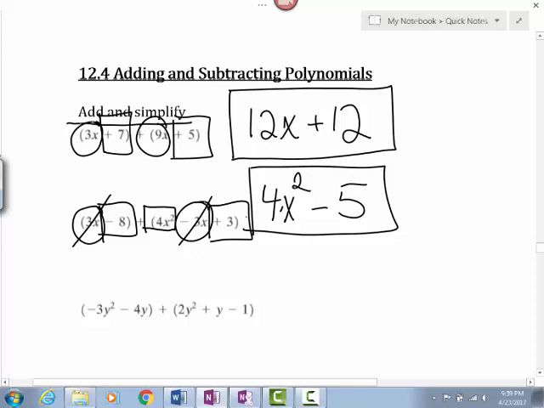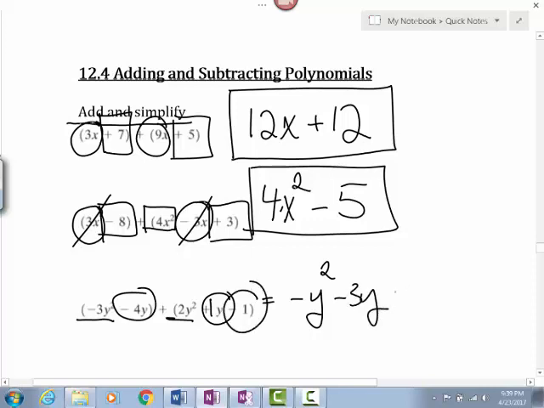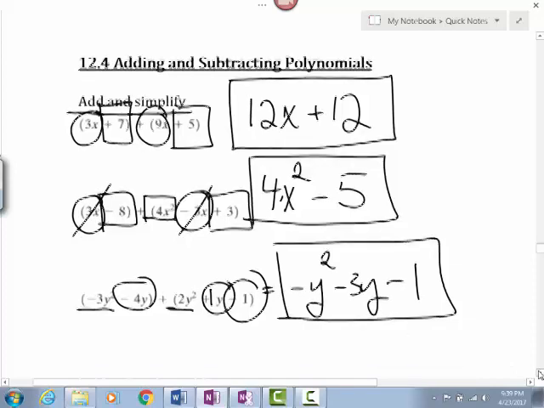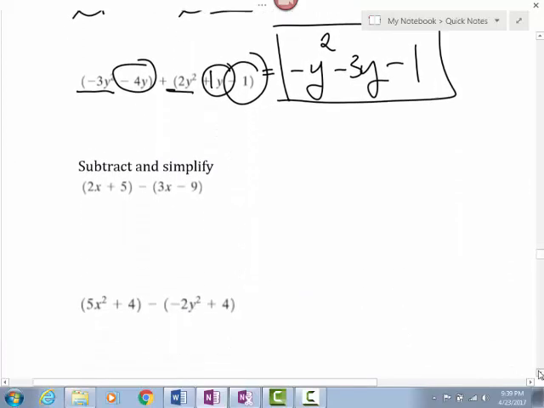Okay, let's take a look at the third problem. So again, I'm going to combine my like terms. Negative 3y squared and 2y squared is going to give us a negative y squared. A minus 4y and a plus y, we can think about that as a plus 1y, leaves us with a minus 3y. And then finally here we have a minus 1.